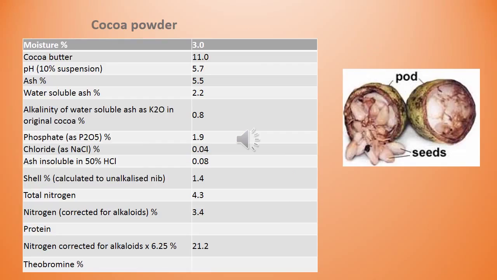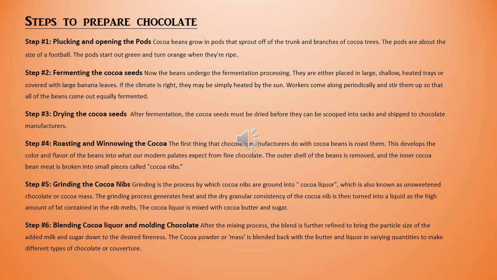As I stated before, these are some of the chemicals, or most of the chemicals, that the cocoa powder in this case contains. It has a lot of cocoa butter, the pH of this cocoa powder, the percentage of ash it contains, the water, phosphate, nitrogen, protein, and other compounds and substances.